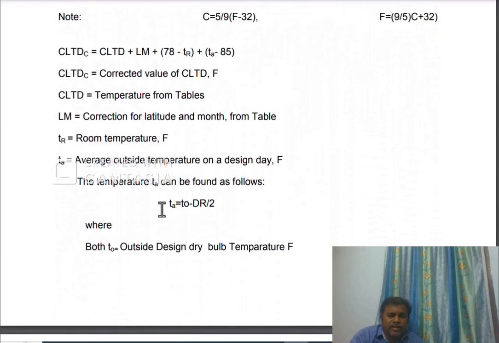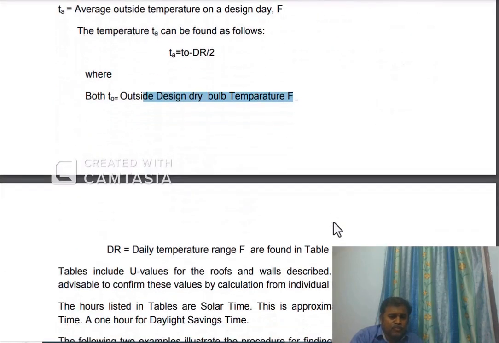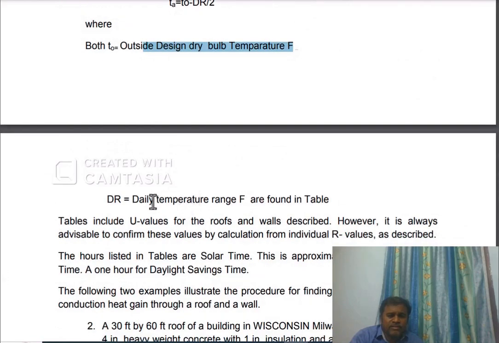So TA is T0 minus DR by 2. You can see here TA is the average temperature outside on the design day and TR is the room temperature. T0 is the outside design dry bulb temperature. The DR is the daily mean temperature range, which is also found in the ASHRAE tables.